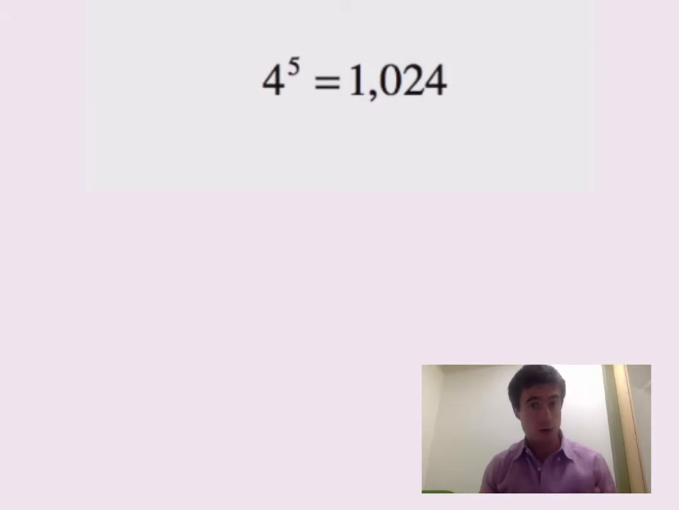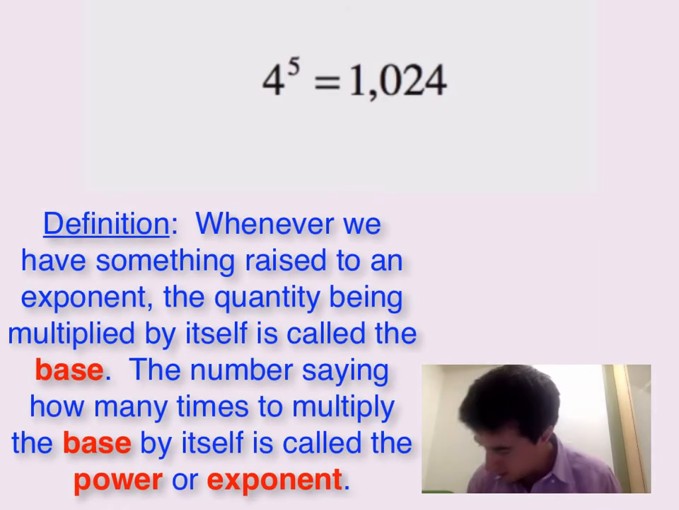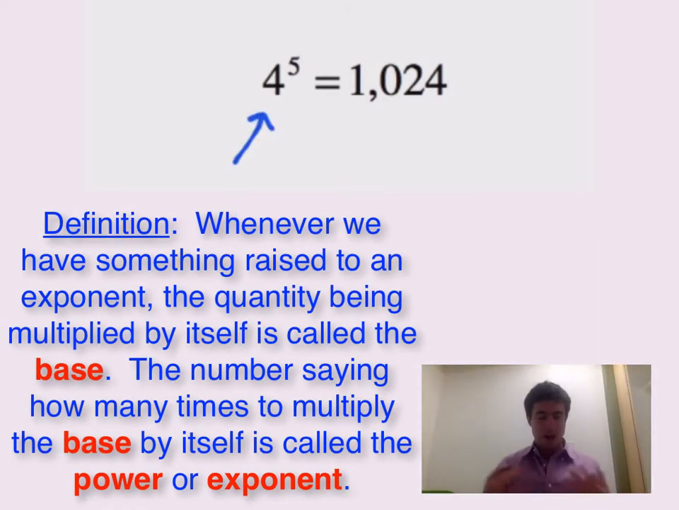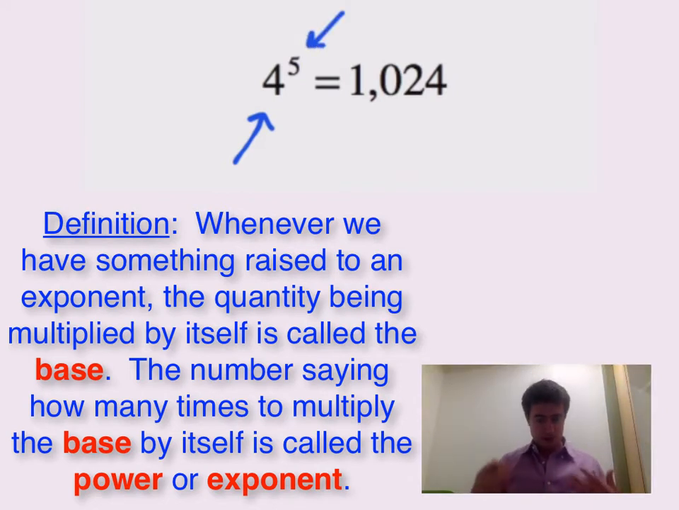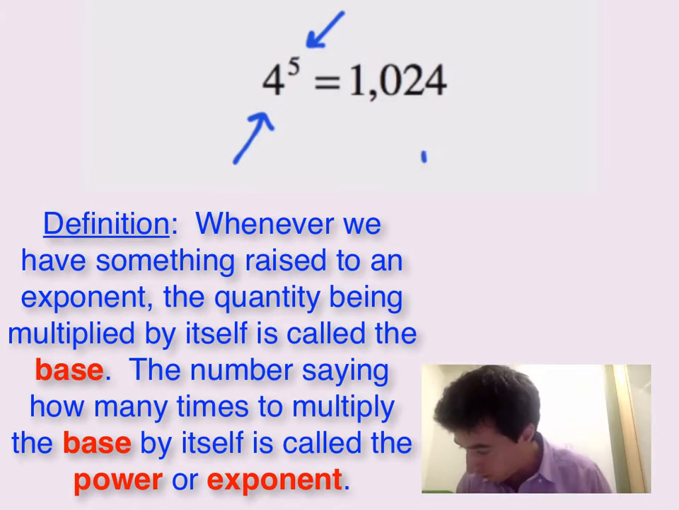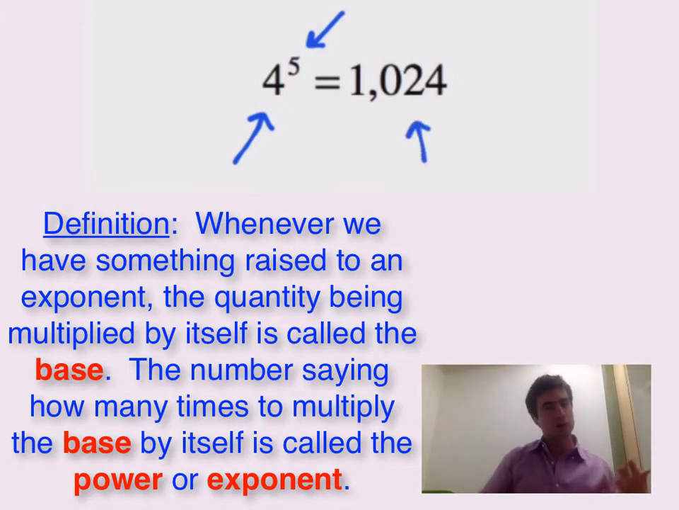So just a word or two on terminology. Whenever we have something being raised to an exponent, the quantity down here, the number being multiplied by itself, that's called the base. And the number up here saying how many times to multiply the base by itself is called the power or the exponent. So in this example right here, 4 is the base, and it is being raised to the 5th power. The 5 is the exponent, and we end up with 1024, which is sometimes called the product.